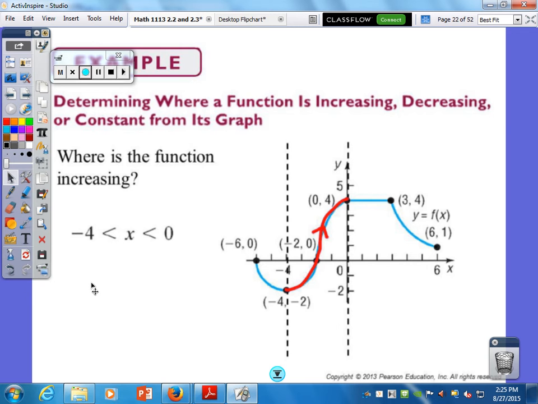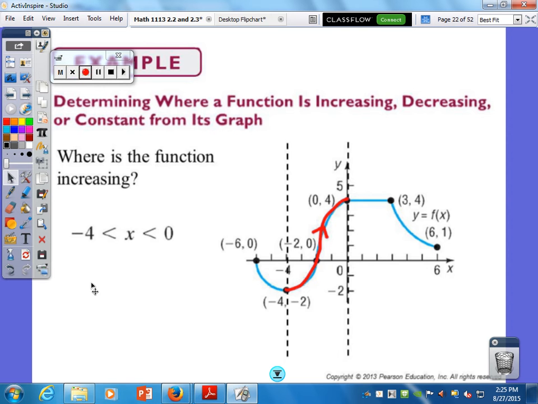Agreed? But if I were to define its interval of increase, I base it on the x values. So I look at the graph. The graph is the production of the output. It is the y values that show me that it's increasing. But when I say where is the function increasing, it is increasing for any x value between -4 to 0. So between these two values of x, from -4 to 0, my graph is increasing. From 0 to 3, my graph is constant.